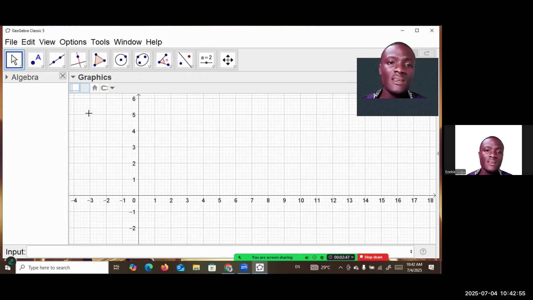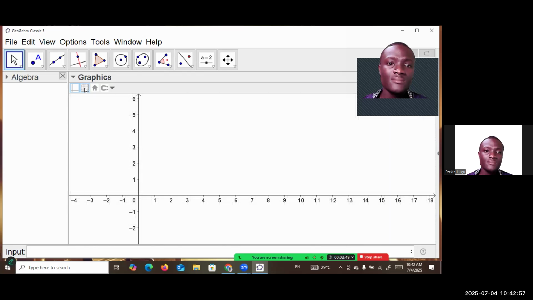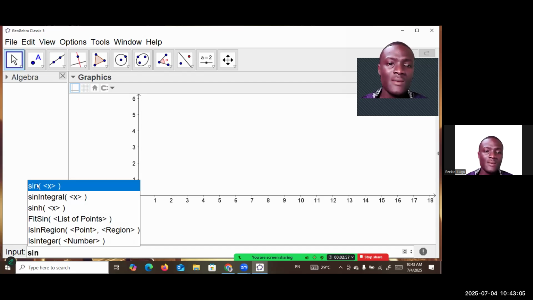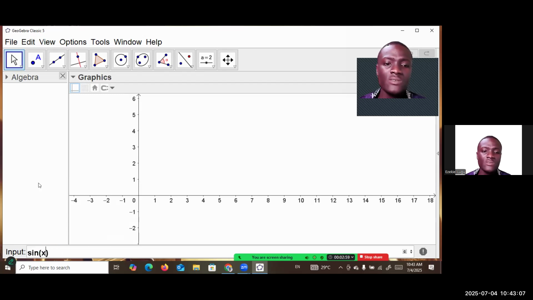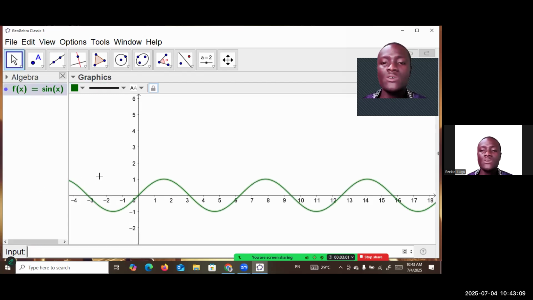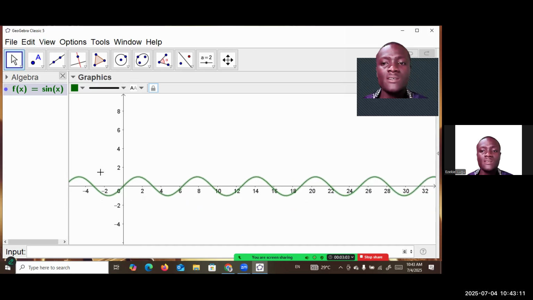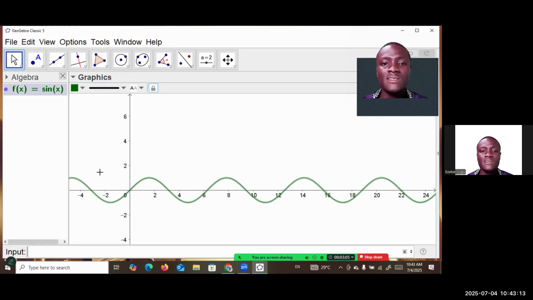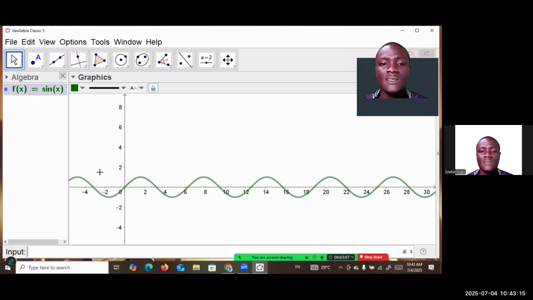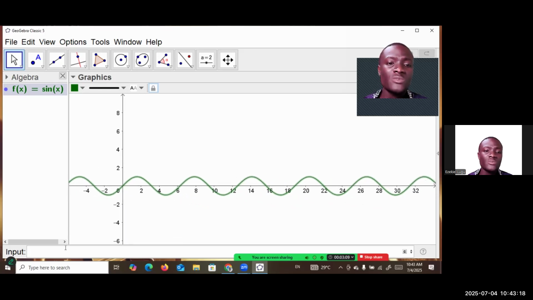First, I don't need the grid. I just want empty space. So the first function we are going to use is the sine function. We are going to enter sine of x. You can see what GeoGebra has done for you, how the sine function looks. What we have to do is go to the input bar and type our derivative.